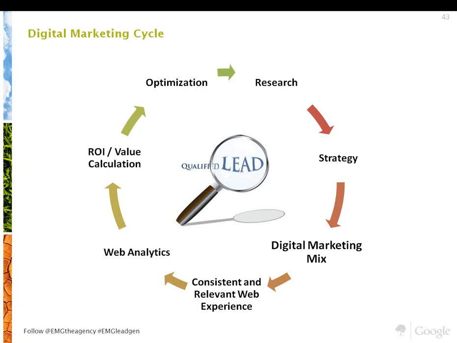Then once you've identified them, build your strategy around what it is that they're looking for so that you can best target them. You want to keep in mind your digital marketing mix and make sure that you're offering a consistent and relevant web experience. A lot of times when we see campaigns that are not performing as well as they possibly could be, it's because the advertiser has not made a very clear link between the landing pages, ad copy, and keyword lists that they've built out. Everything should be cohesive and consistent and relevant. It's going to be very effective.